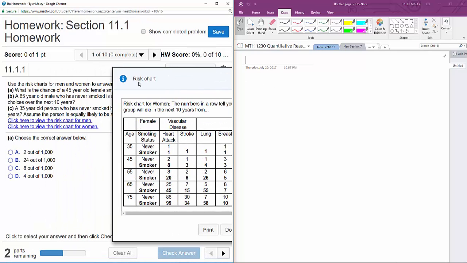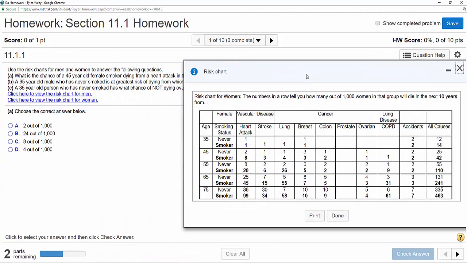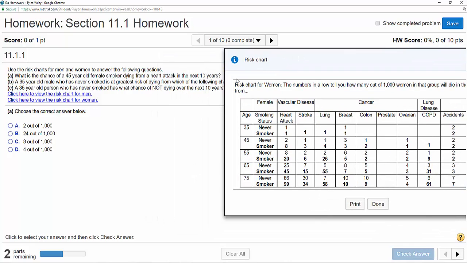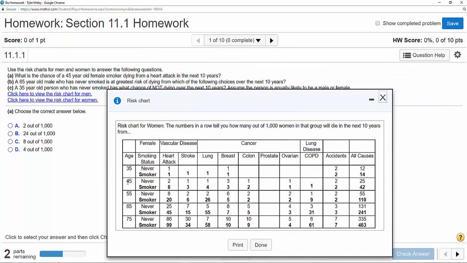Let me make this full screen, right? So then we need to look for age 45, right? And we're looking for a smoker. So look for age 45, smokers in the bold, right? We want to look at what's their risk of dying from a heart attack. So that's 8, right? So this number, remember, is a rate per 100,000, right? So this would be 8 out of 1,000, right? So we would just click this, and we got it right?